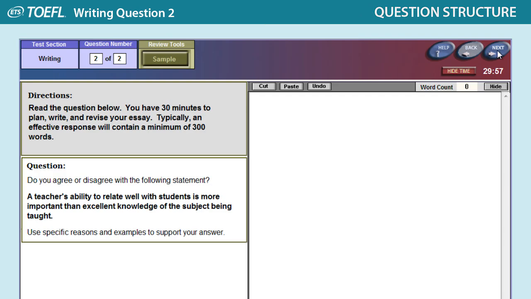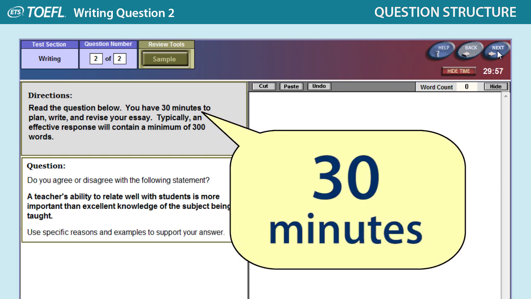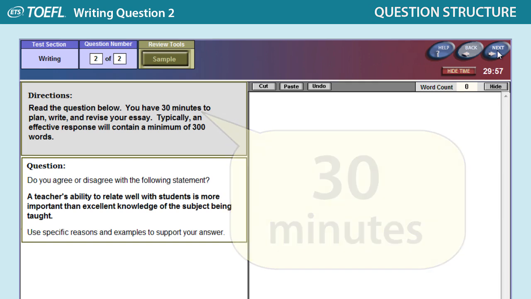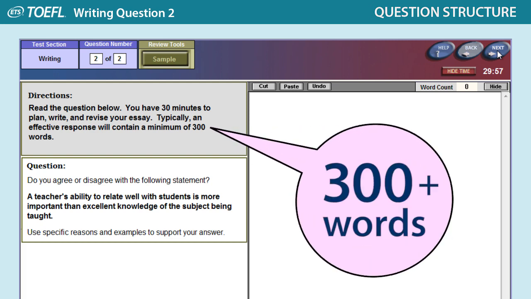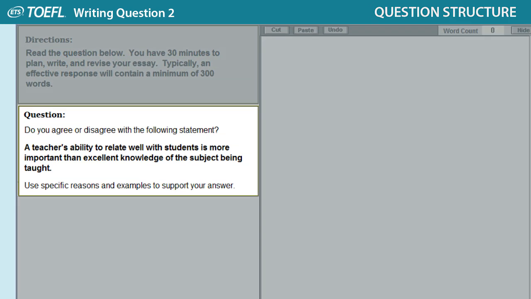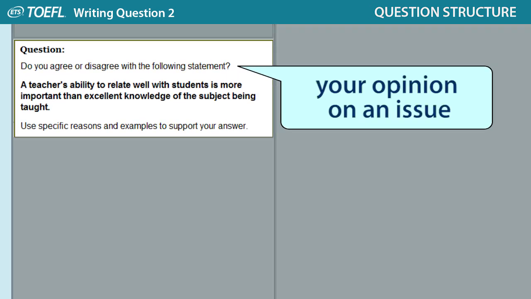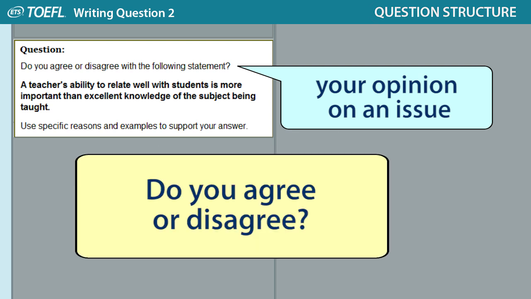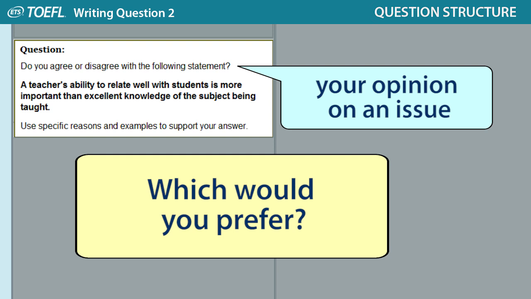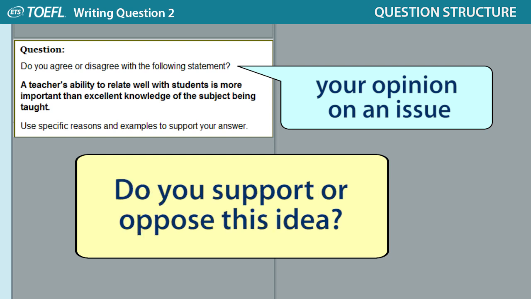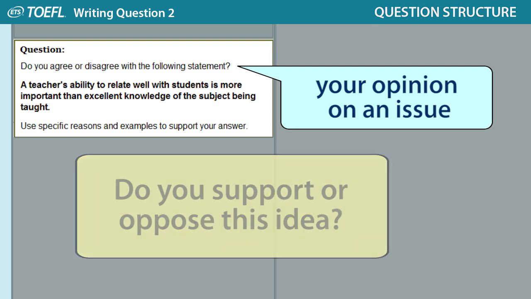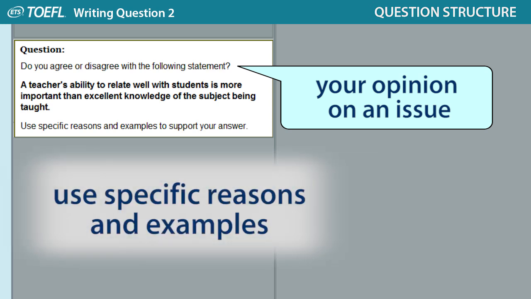For this task, you're presented with a question, and you have 30 minutes to type your response at the computer. There's no maximum length for your essay, but a good response is usually at least 300 words. So what is the question asking you to do? The independent writing question will ask your opinion on an issue. So often you'll get a question such as, do you agree or disagree? Which would you prefer? Or do you support or oppose this idea? Regardless of the question, you'll be expected to use specific reasons and examples to support your answer.